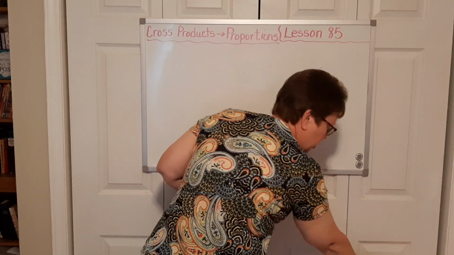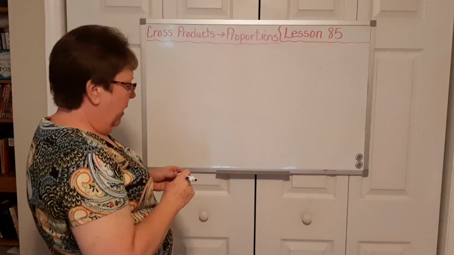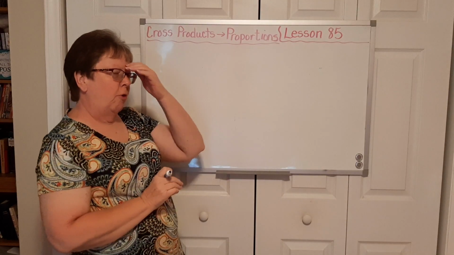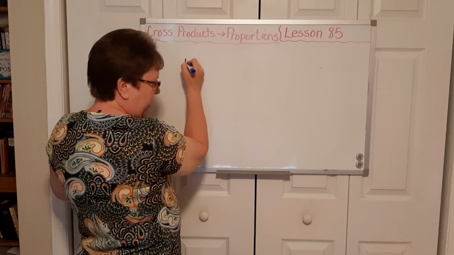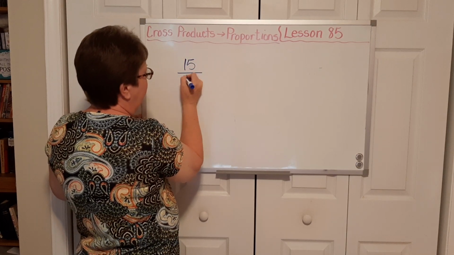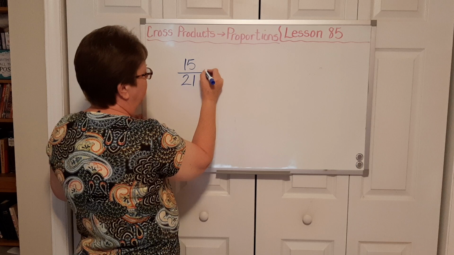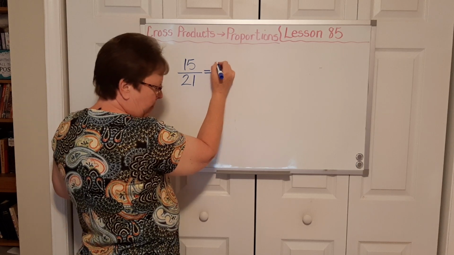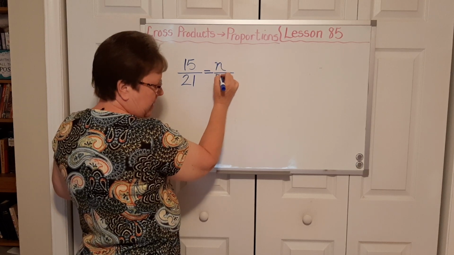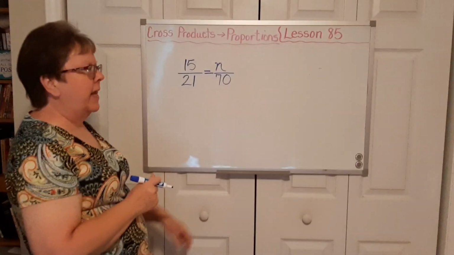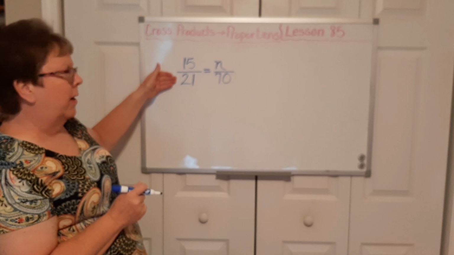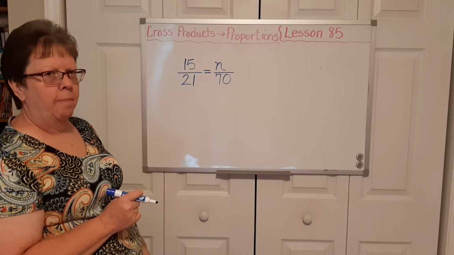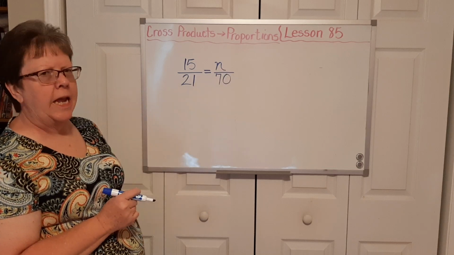Let's do one more. Let me remind you how to read a proportion. This one is read 15 is to 21 as some number is to 70. Let me say that again. This is how you read a proportion: 15 is to 21 as n, some number, is to 70. Again, we're trying to solve for n here.